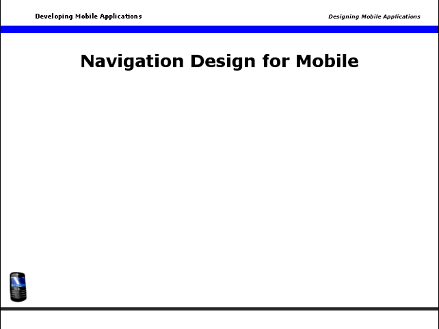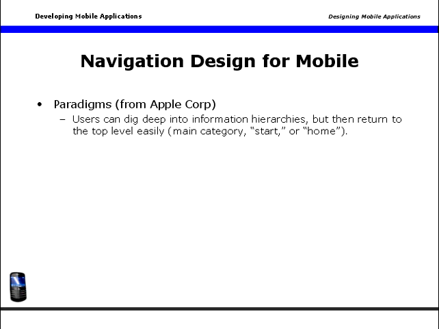Designing for mobile applications presents a unique set of opportunities and challenges for which various providers have published guidelines. Apple Computer, for example, has created a set of paradigms or underlying principles for creating navigation designs for its iPhone and iPad products. Apple applies these for iPhone and iPad, of course, but note that they could apply to any mobile platform. In Apple's design paradigm, users can dig deep into information hierarchies, but then return to the top level easily. They can be deep into content, yet still get back to the main category, start, or home with ease.